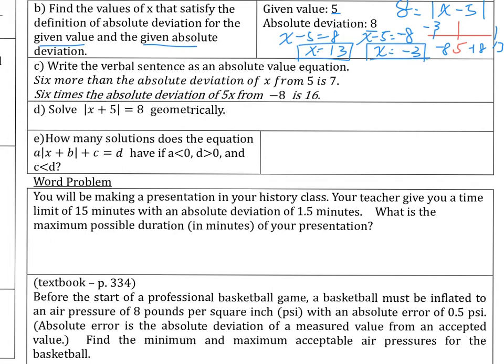Part C. Write the verbal sentence as an absolute value equation. So for this one, 6 more than the absolute deviation of x from 5 is 7. So 6 more than the absolute deviation of x from 5, so that would be |x - 5|, is 7.